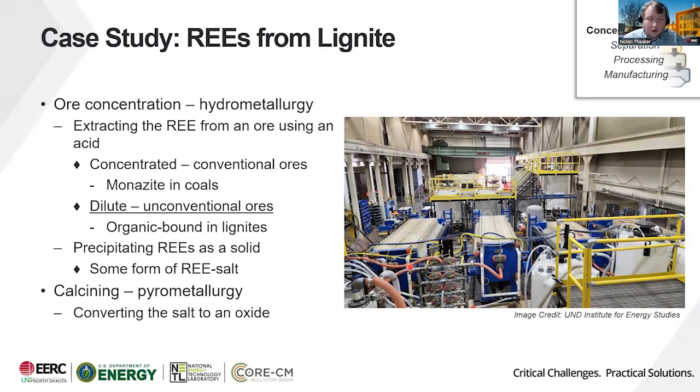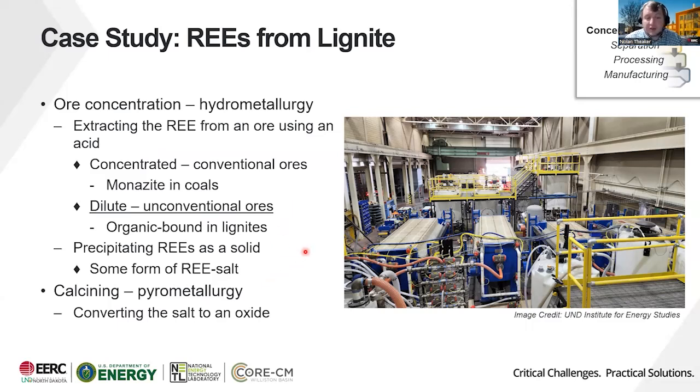Then in ore concentration from lignite, we're going to be using hydrometallurgy, and this is extracting the rare earths from an ore using an acid. Now, if I was using a conventional ore like monazite, it'd be concentrated acids, whereas in lignites, because it's organic bound, I can use some dilute acids. And once again, this is in that unconventional ore territory.